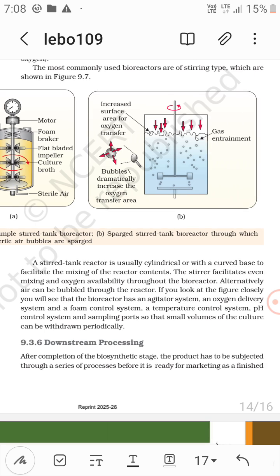So now a stirred tank bioreactor is usually cylindrical or with a curved base to facilitate the mixing of the reactor content. Why is it cylindrical or curved at the base? To mix the reactor contents. Okay, the stirrer facilitates even mixing and oxygen availability throughout the bioreactor. The stirrer is kind of a spoon.